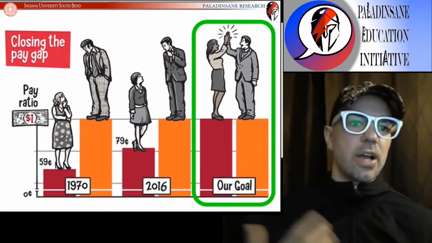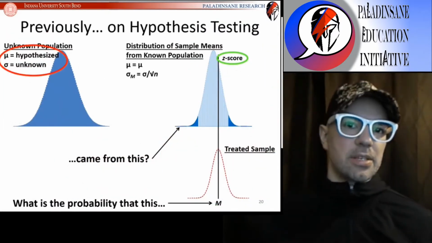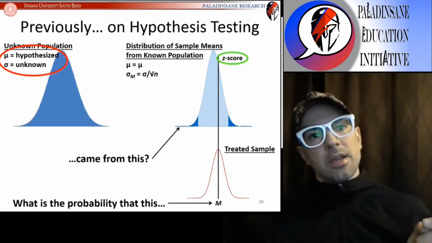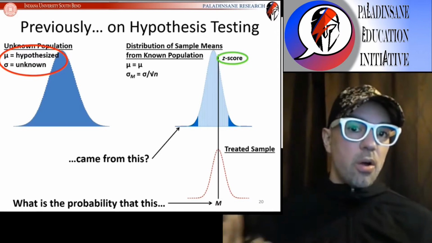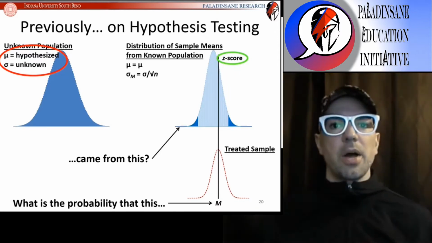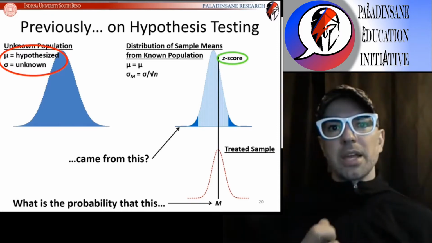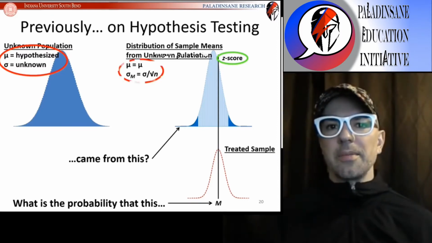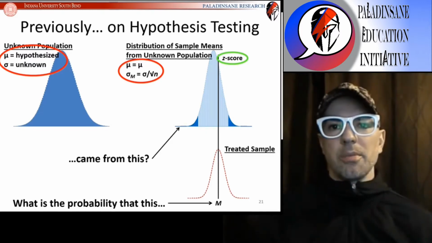So that is your idea of a hypothesized mean. What would be true if the null hypothesis was actually true? So we have a hypothesized mean. We have an unknown standard deviation. We don't know what the spread of our unknown population is. And because of that, we're going to run into a problem here, because we need to calculate our distribution of sample means, but now we're dealing with an unknown population.